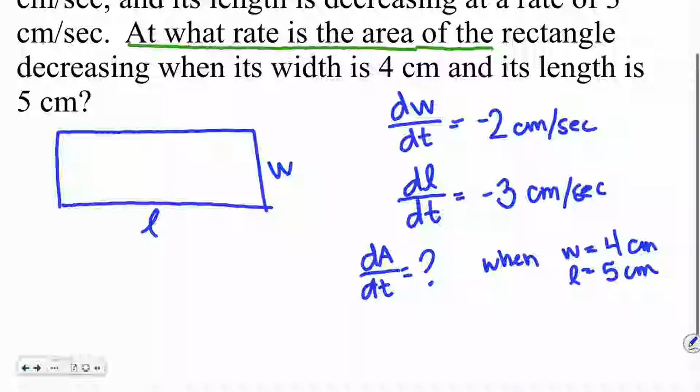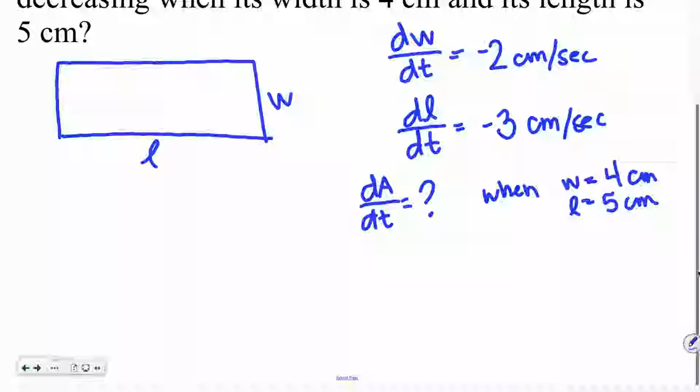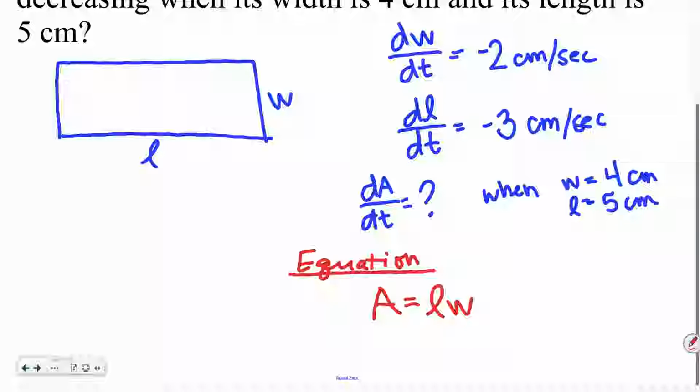Okay, so let's build an equation. If I need to find dA/dt, what should my equation be about? Well, I can't build dA/dt yet. I first need to build an equation about just plain old area. And how do we find area? Length times width. And we have our picture.